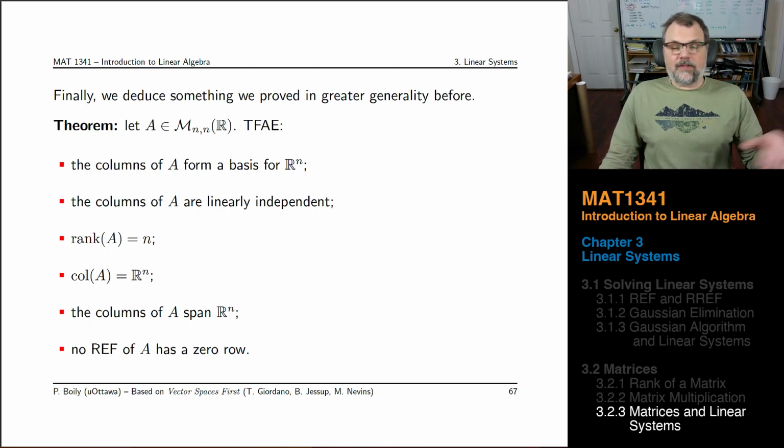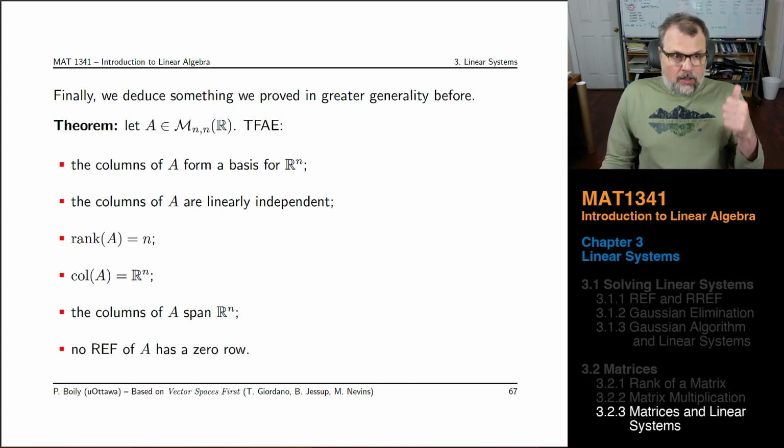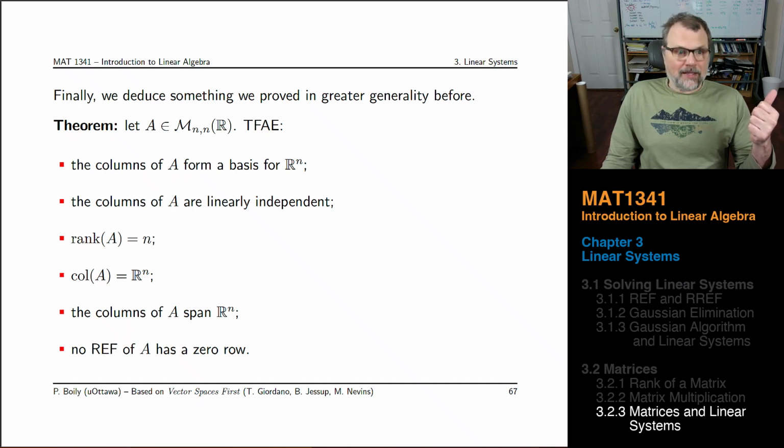We can combine all of these things together in a theorem, a nice theorem about square matrices. Here we're assuming that A is an n by n matrix. And again, the following are equivalent. The columns of A form a basis for Rn. The columns of A are linearly independent. The columns of A span Rn. We know that if they span Rn and they're linearly independent, then they certainly form a basis. But for square matrices, you just need to show one of them to know that they form a basis.